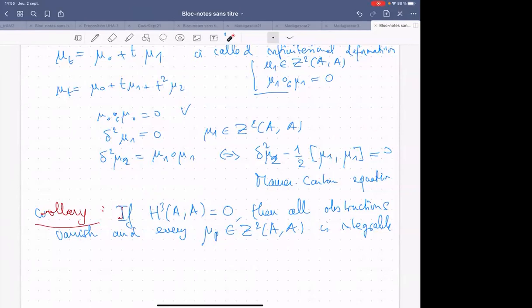Then in this case, we have a one-to-one correspondence between the Z2 and any elements in Z2 provide a deformation. Okay, I can do it through this condition. Okay, I have 5 minutes.